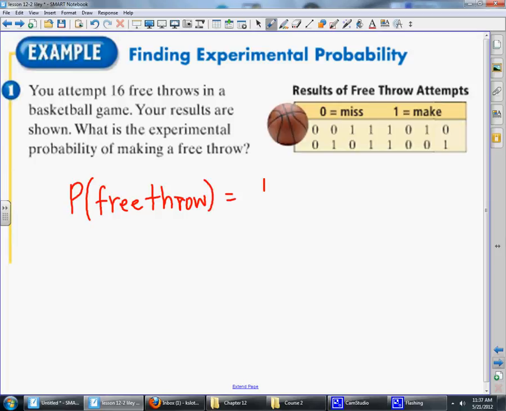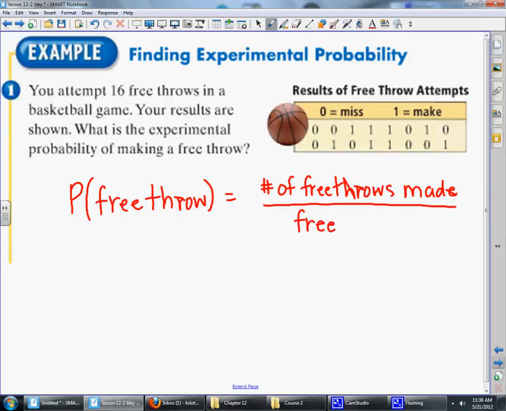So we want to know, what is the probability of a free throw? So we're going to have number of free throws made over free throws attempted.